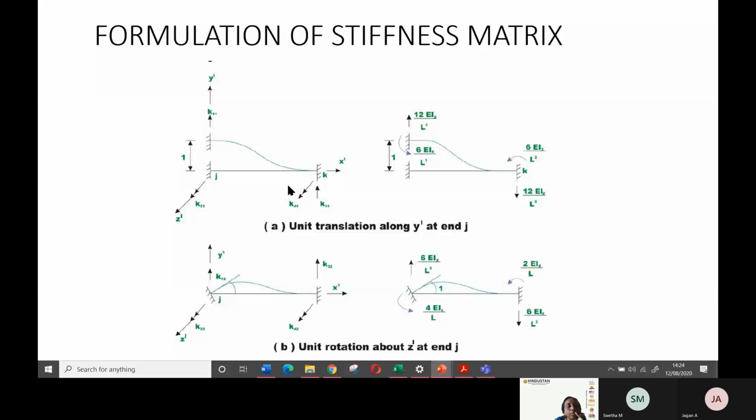So what I have to do is first take the small beam. Both the ends of the beam are fixed. It is having a vertical translation and a rotation.